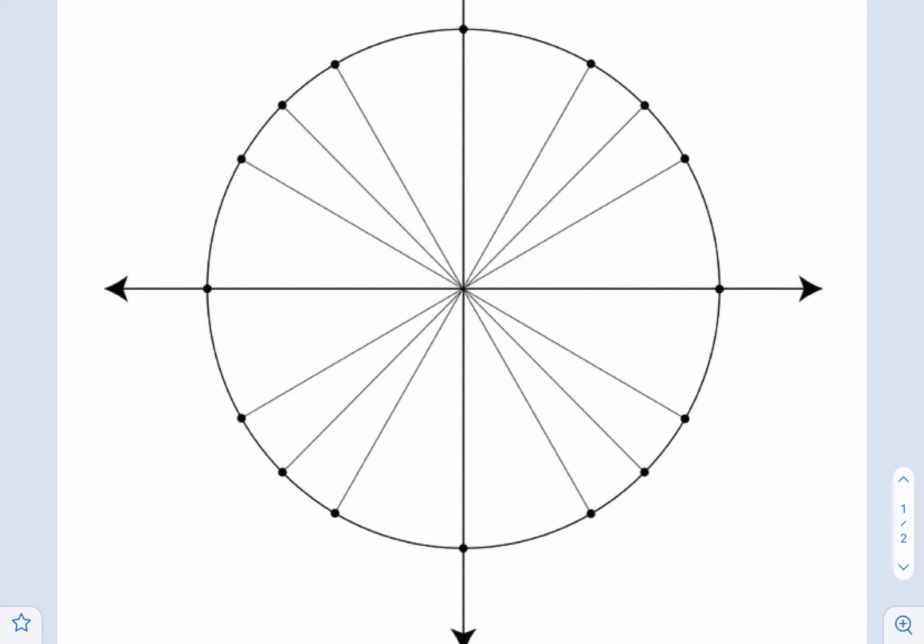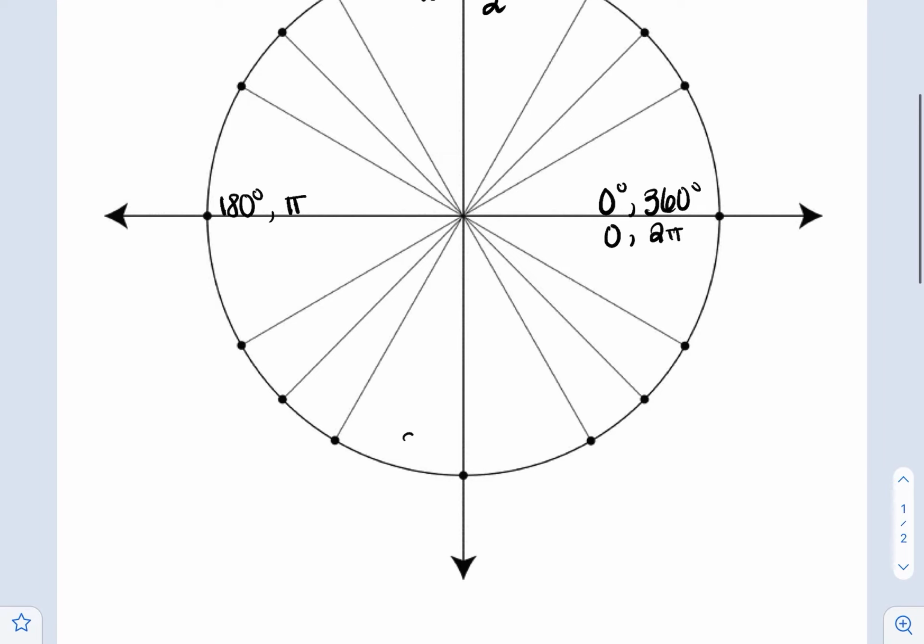So let's begin by talking about our axis angles, placing the angles that we know for sure. So this is going to be 0 degrees, also known as 360. In radians, that's 0 and 2 pi. At the top is 90 degrees, or pi over 2. On the side is 180, or pi. And at the bottom is 270, or 3 pi over 2.